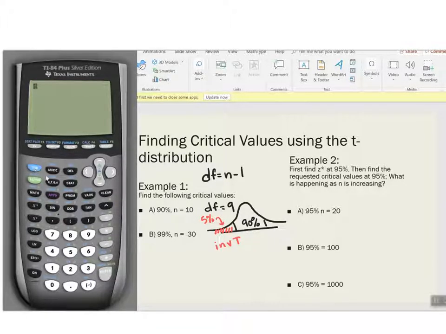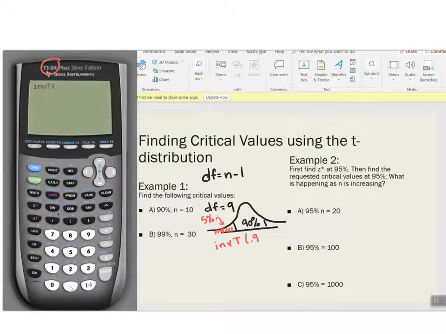We'll do second, bars, arrow down to, you see, inverse t. If you have a TI-83, notice it's the TI-84. If you have an 83, you will not see this function. Press enter here. And in inverse t, you're going to do this.